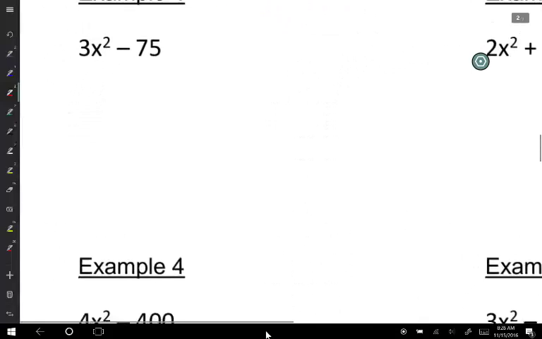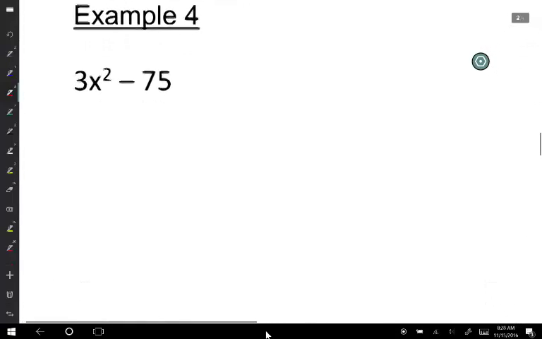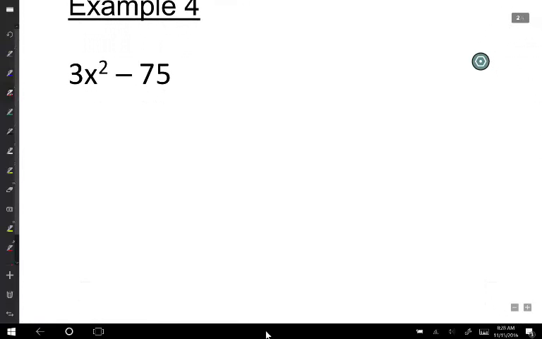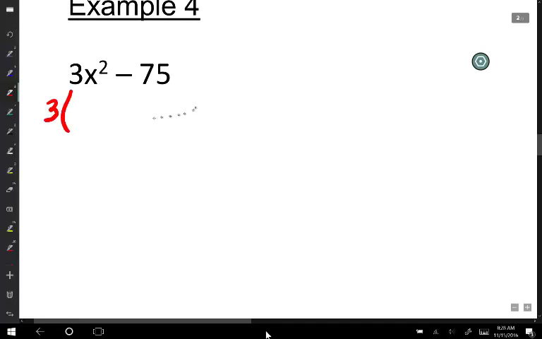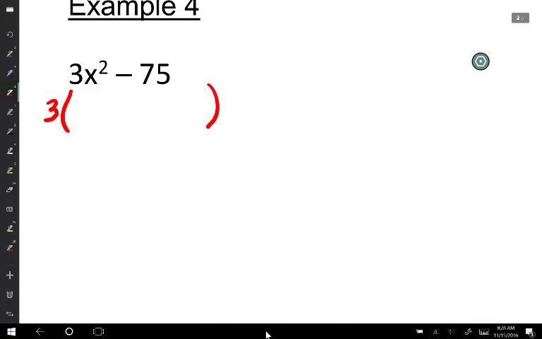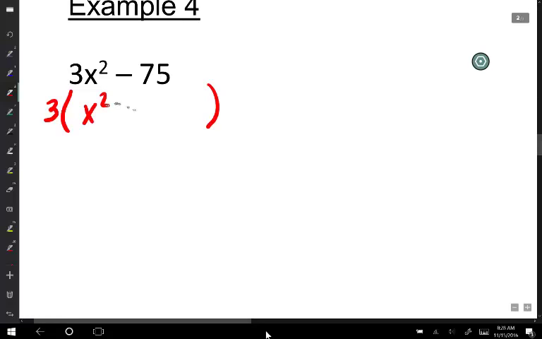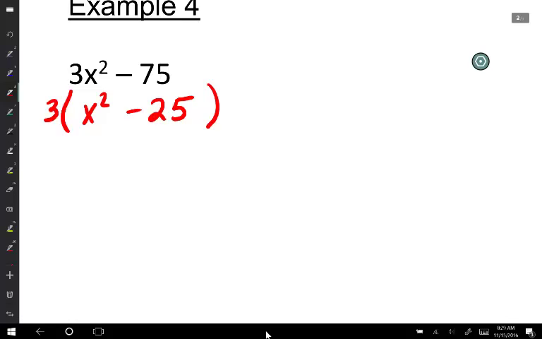Let's look at example 4. First off, is there a GCF? Yes. What is it? 3. So let's put that out front. That doesn't mean we divide everything and lose the 3. We just put it out front. So x squared minus 25. I have 2 terms inside my parentheses. Let's analyze them. They're separated by a minus. Are they both perfect squares? Yeah, so this is an example of we can go further with the difference of two squares.